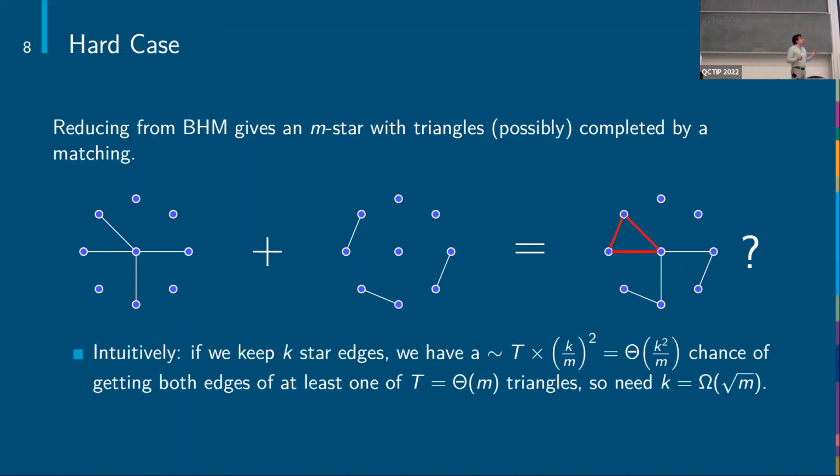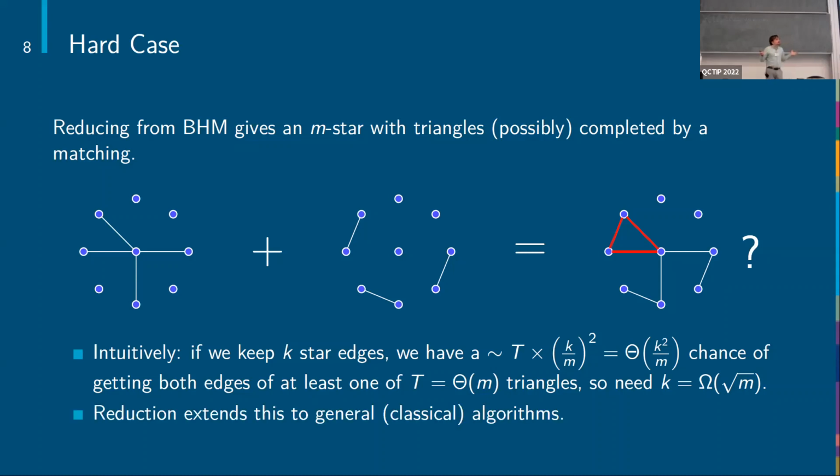Now, classically, you can get some intuition for how hard this should be by imagining what would happen if you were only going to keep some edges from that first star and then check them against the matching edges to see if they completed triangles. In that case, if you kept k edges, you'd have about a (k/m)² chance of getting any one of the triangles. So to even sample one of the triangles, which is more or less how difficult it is to count them, you would need k to be about √m, because we're assuming that there are Theta(m) triangles.